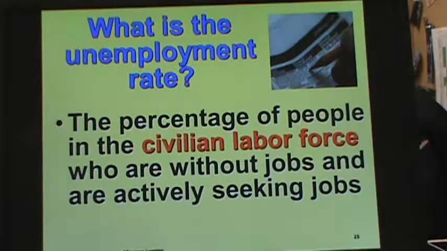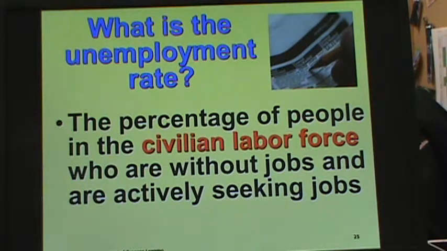The unemployment rate is the percentage of people in the civilian labor force who are without jobs, and they have to be actively seeking jobs. Here's the tricky thing about unemployment. We watch it go up and down. We've watched it with the presidential elections, them argue about whether unemployment is higher or lower at the beginning of, say, Obama's term. Here's the funny thing you have to watch: people without jobs sometimes are considered unemployed, and that's not the case. They have to be without jobs and actively seeking jobs. So those that are on welfare and not actively seeking jobs are not actually considered part of the unemployment rate.